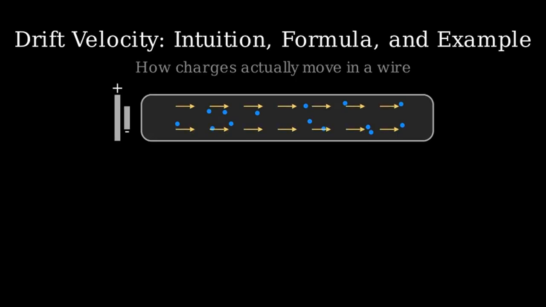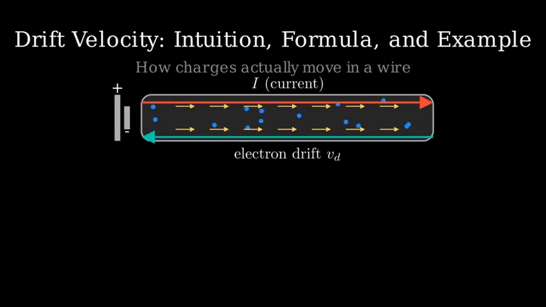When the battery is connected, an electric field pushes charges along the wire. We show field arrows to the right. Electrons jiggle randomly due to temperature, but they acquire a tiny average drift opposite the electric field. That drift is very slow compared to the random thermal motion. By convention, current points in the direction of positive charge flow, which is to the right in our wire, while electrons drift to the left. Let us label both directions now.